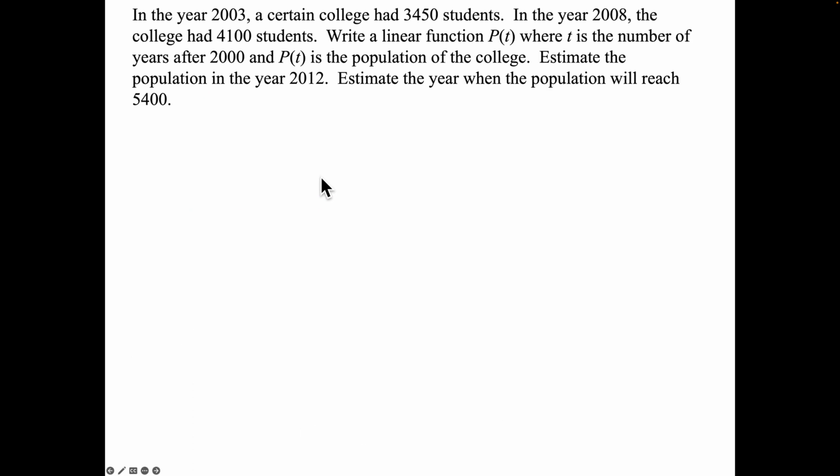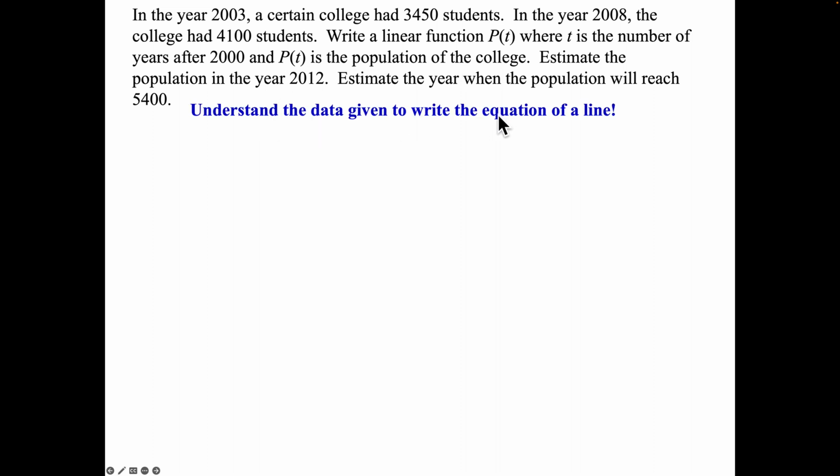Next example. In the year 2003, a certain college had 3,450 students. In the year 2008, the college had 4,100 students. Hey, this kind of looks like the previous problem. Write a linear function p of t. Okay, t is the number of years after 2000. Oh, wait a minute. We have 2003 and we're after 2000. Okay, so again, these are our points. T is going to be our years, P of T is going to be our population.